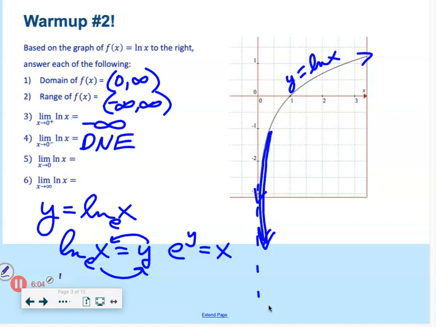That's 1/3, right? No matter what exponent you raise it to, if you have a positive base, your answer has to be positive. Which is why your natural log and all of your logs that have positive bases are only defined for positive values of x, because there's no way to raise a positive number to an exponent and make it negative.